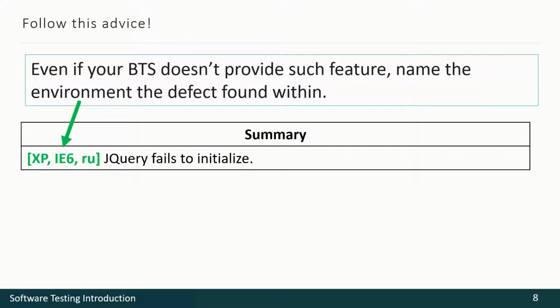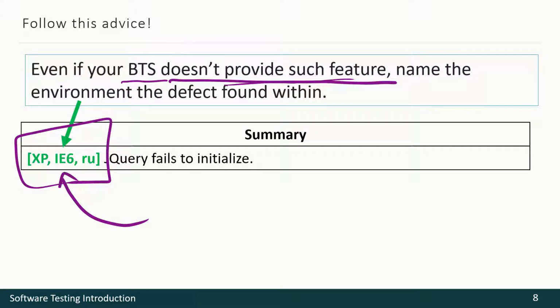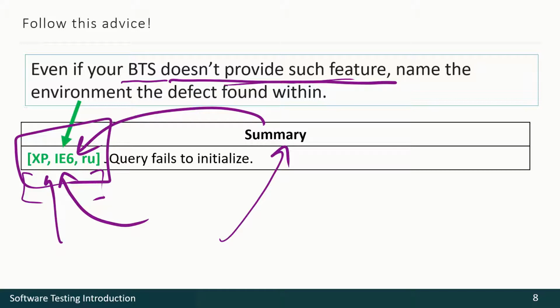Of course, most bug tracking systems provide such a field as environment, but if your BTS doesn't, try to write this information somewhere. There is a tradition to write it down in square brackets in the beginning of the summary. Because if you do not provide such information, it will be harder to reproduce the defect, to understand the defect, and to fix it. So, provide the information about the environment the defect was found within.